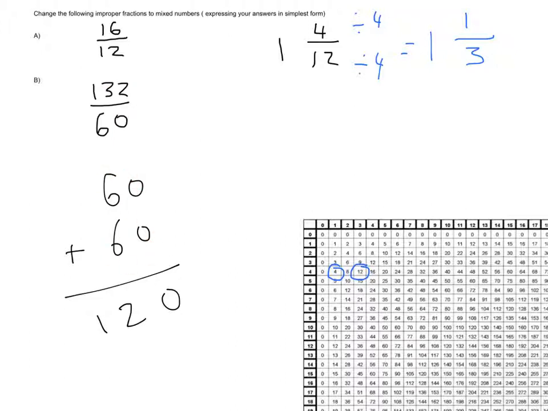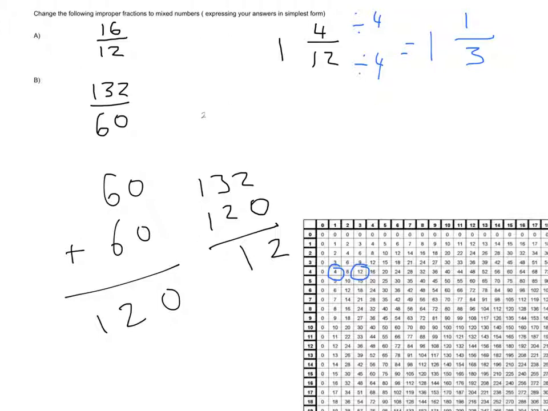So we write down the number 2 on the outside. But there is a remainder. To find out the remainder, remember, all we do is we get the numerator, which is 132, and we minus it from the total number down here, which is 120. Okay, so 2 minus 0 is 2. 3 minus 2 is 1.